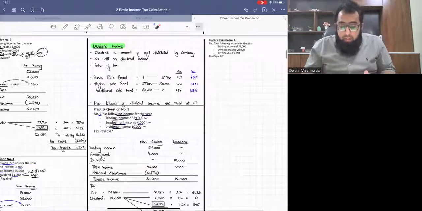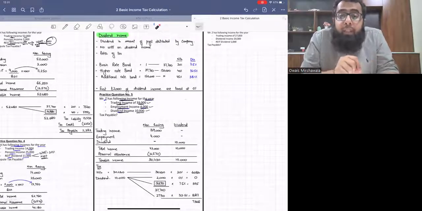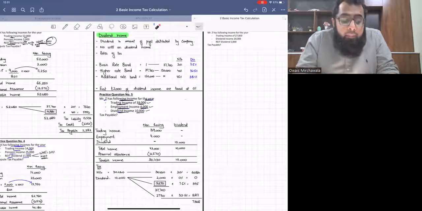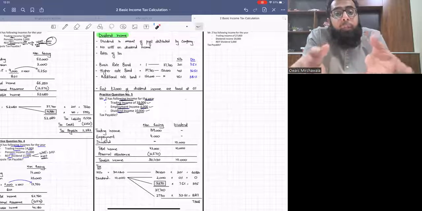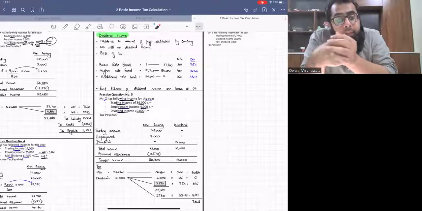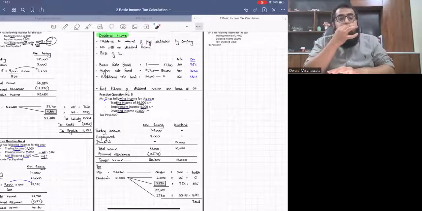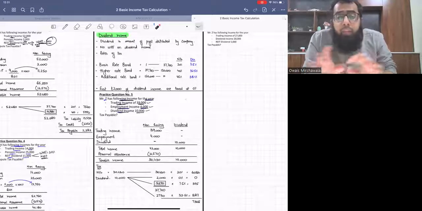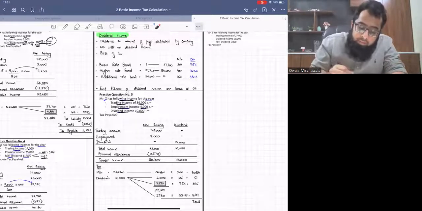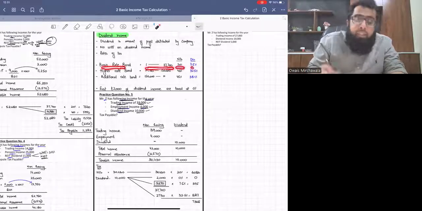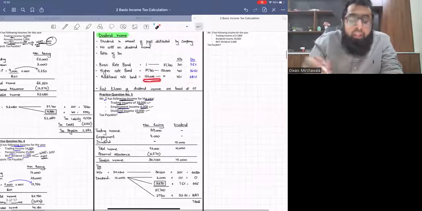So, when we talk about dividend income, how does dividend income work? Dividend is the amount of the profit distributed by the company. There is no withholding tax. There is no advance tax on dividend income. What are the rates of tax? Basic rate band till 37,700. Then higher rate band till 150,000, and then additional rate band.